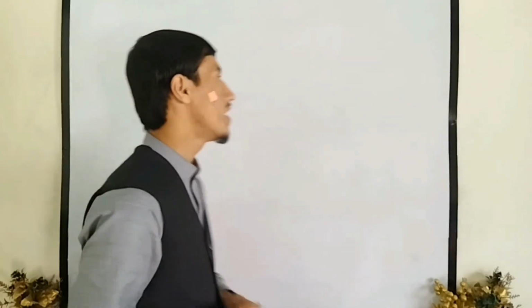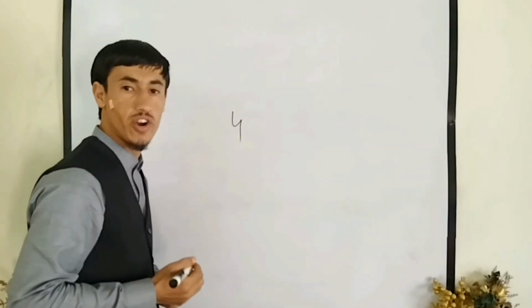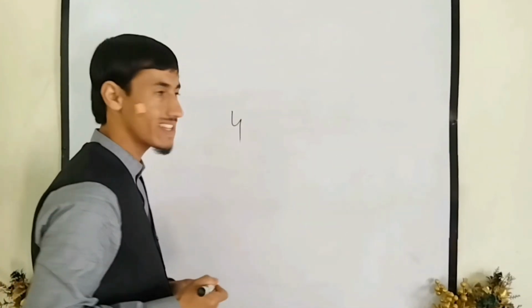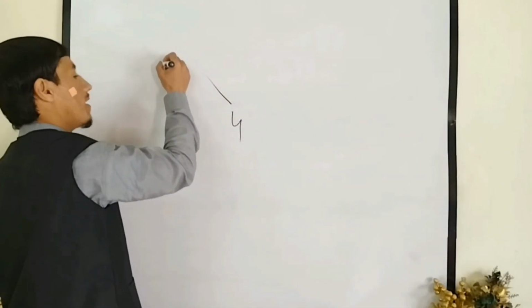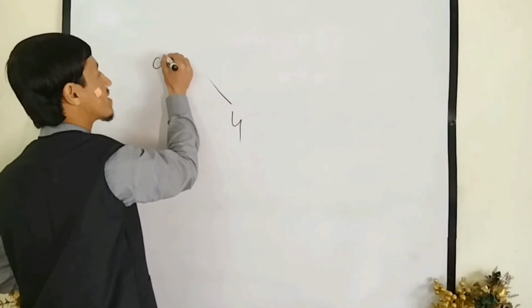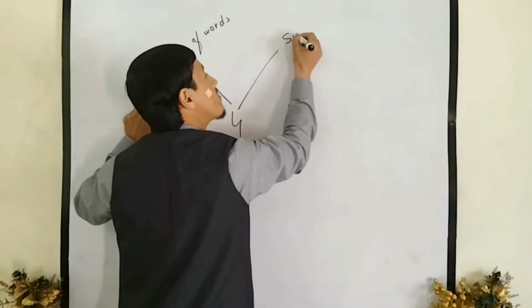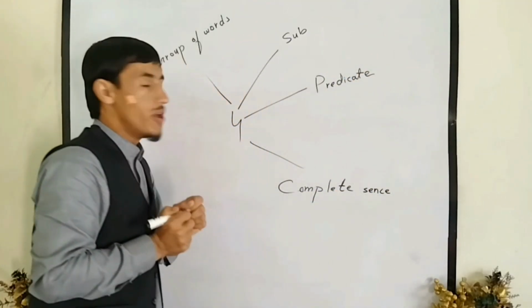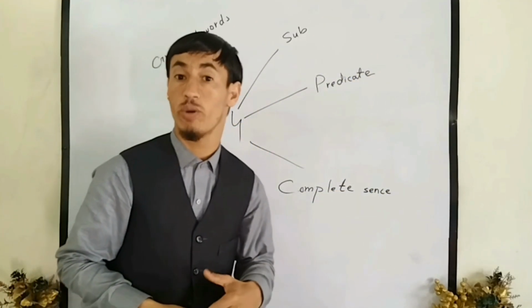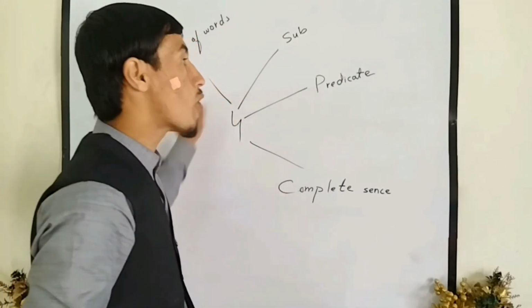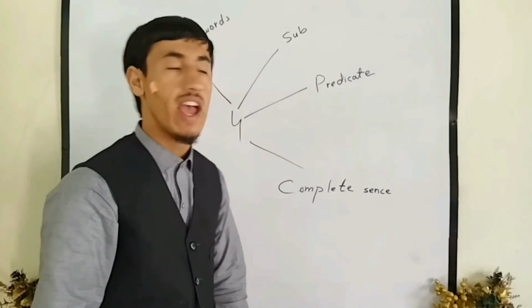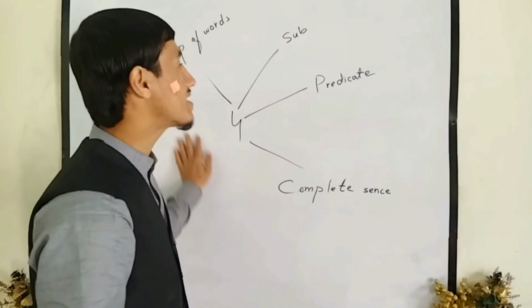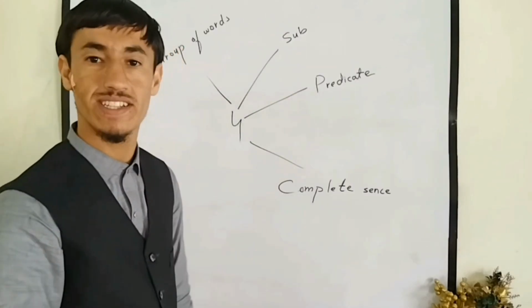The four things are necessary for making a sentence. The first thing is a group of words. Listeners, for making a sentence, these four things are necessary: a group of words, subject, predicate, and complete sense.